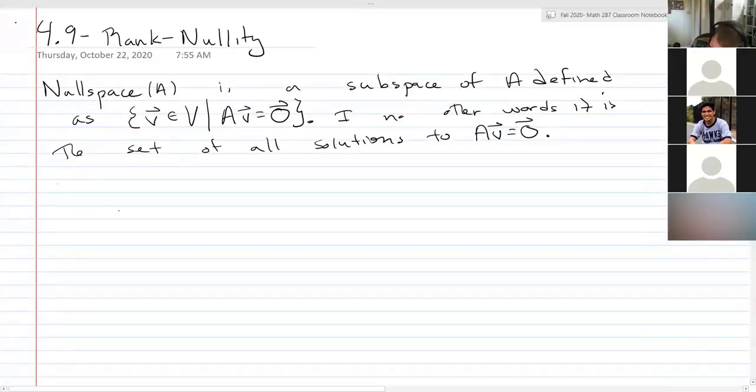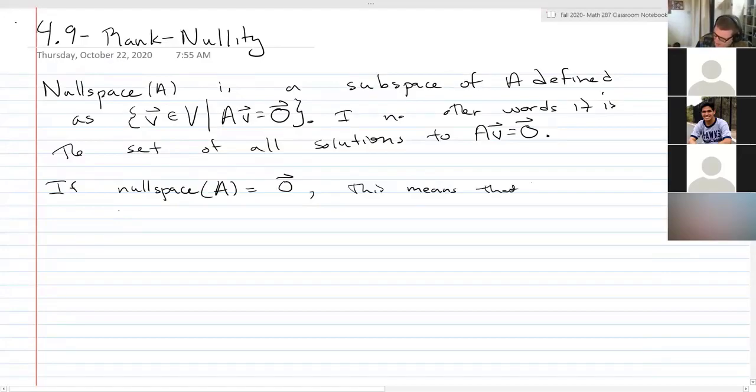So a couple things to get here. If the null space of A equals the zero vector, this means that the only solution to Av equals 0 is the trivial solution.